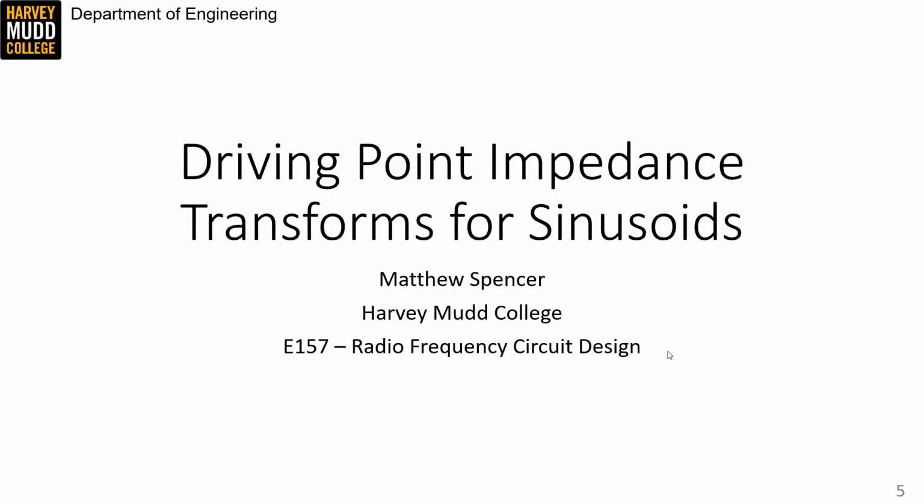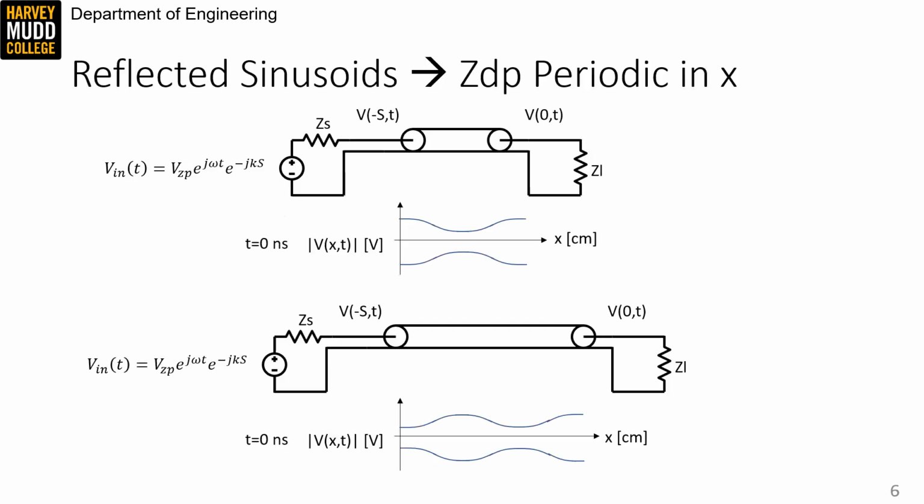In this video, we're going to try to figure out how the driving point impedance of a transmission line changes when we add different lengths of transmission line to a load. We've already looked at how the reflection coefficient changes when we add transmission lines to a load, and this video is tightly related to that idea.